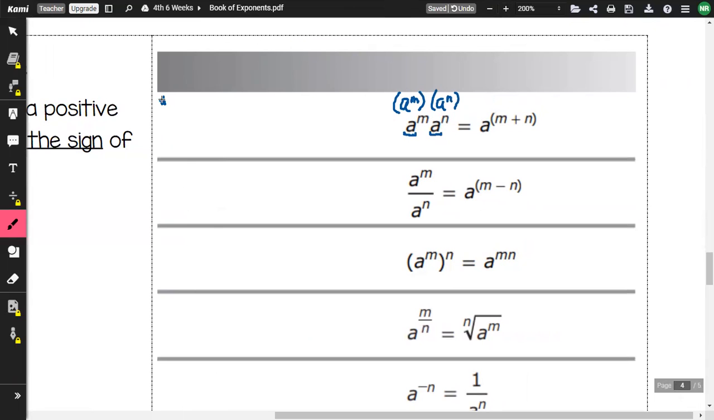And for those of you barely walking in, I am recording, so keep that in mind. We have 2 of the same bases and 2 exponents. So when you have 2 separate but equal bases and 2 exponents, what do you do to the exponent? Look at the rule. There's a plus sign. You add.